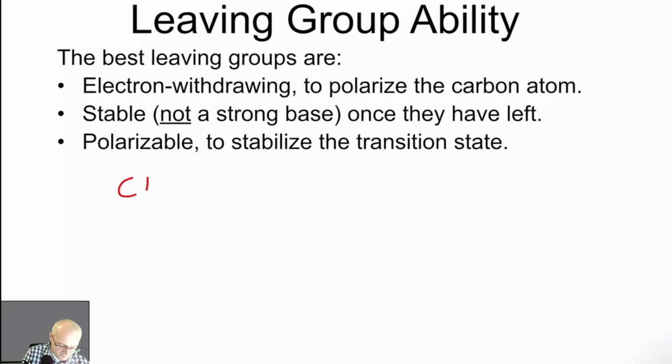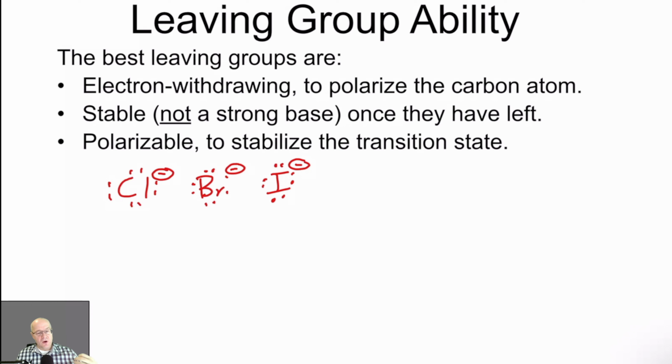That's why chloride, bromide, iodide are all good leaving groups because they're all conjugate bases of strong acids. Hydrochloric acid, hydrobromic acid, hydroiodic acid. Here are some ones you may not be familiar with, though. These are the ones that kind of sort of look like sulfuric acid.